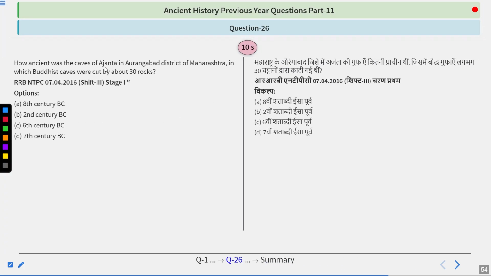How ancient are the caves of Ajanta in Aurangabad district of Maharashtra, in which Buddhist caves were cut by about 30 rocks? Options: 8th century BC, 2nd century BC, 6th century BC, or 7th century BC. If you try your common sense, you can answer this question efficiently.